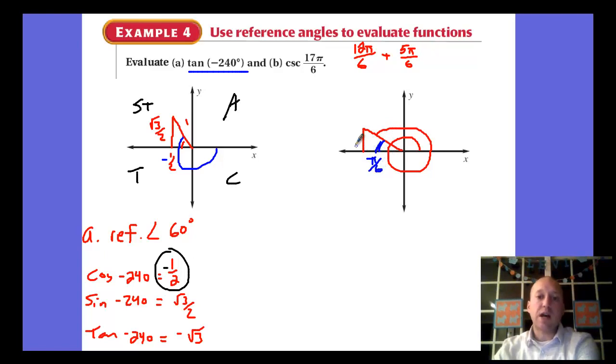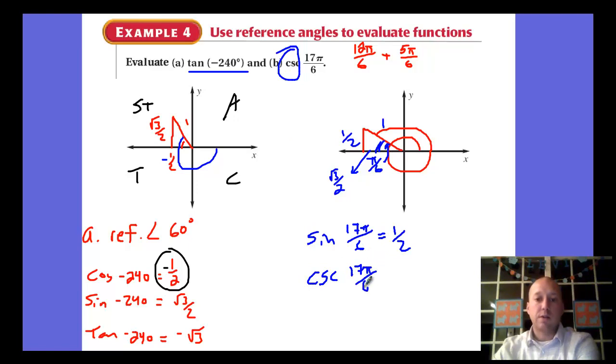So now we know our sides. This is going to be 1/2, this is 1, and then this side right here is square root of 3 over 2. This is the angle. We know the sine of 17 pi sixths is going to be equal to the opposite over hypotenuse, or just the y value, 1/2. We don't care about the sine. We want a cosecant. Cosecant is the reciprocal, so cosecant of 17 pi sixths is 2. So that would answer that, and the tangent for the first one is down here.